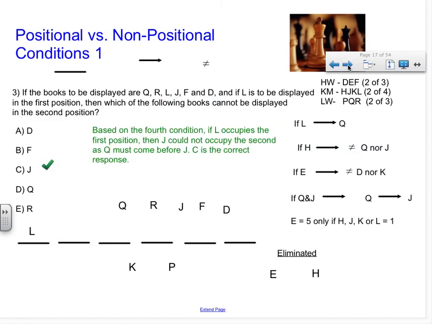So let's do a brief recap. Based on the fourth condition, if L occupies the first position, then J cannot occupy the second, as Q must come before J. C is the correct response.